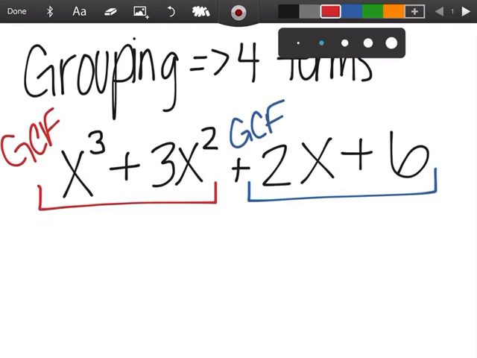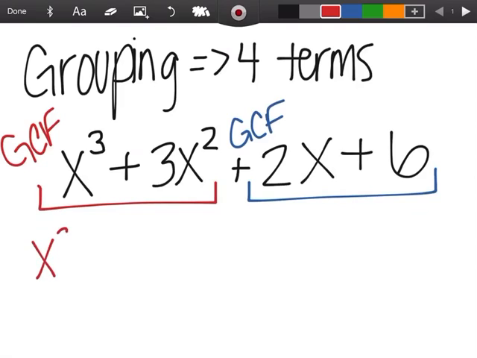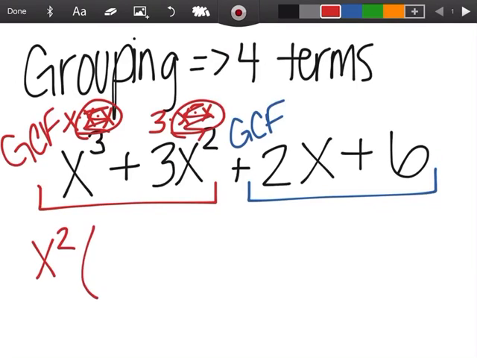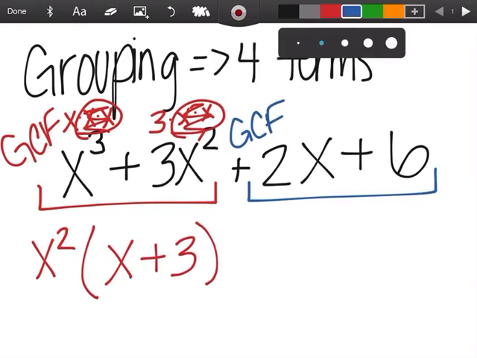And so when I look at x to the third plus 3x squared, what they have in common is x squared. X to the third means x times x times x. 3x squared means 3 times x times x. There's 2 x's, and over here there's 3. So what they have in common is the x squared. So I factor that out front. In the first term, I'm left with an x when I divide out an x squared, and in the second term, I'm left with plus 3. So that's how I factor the red group.